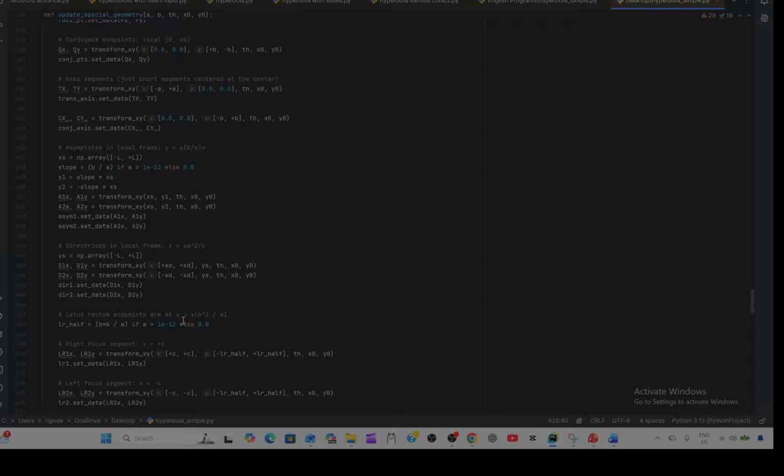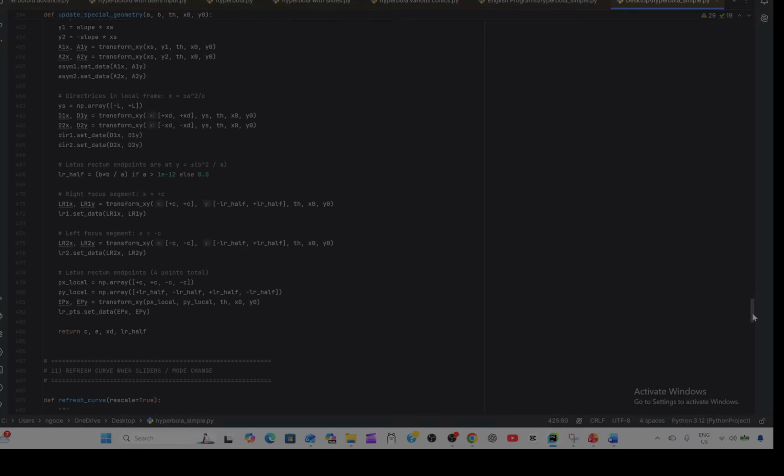The selected latus rectum point, and the selected point is up, the length of b squared over a. And then you write a focus segment x equals plus c. They write it all in ranges. Left focus x equals minus c. You can do negative there. And then the rectangle endpoints, or 2 points, I showed before.